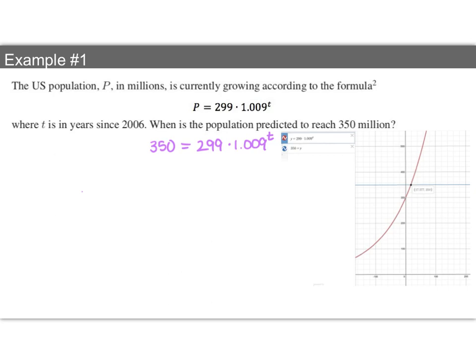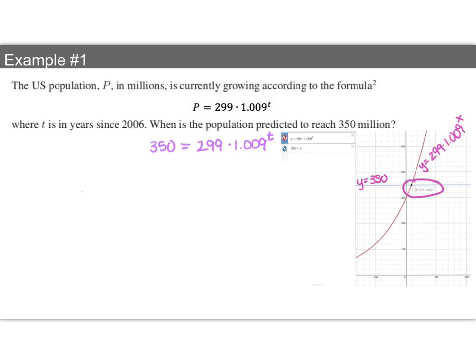Okay, so I did a quick graph of these in Desmos, and as we can see from our previous life, the way we would have found it is to put the y value we wanted in the equation y equals 350, and then we would have graphed our equation y equals 299 times 1.009 to the x, and then we would have looked for where they intersect, right? And so that tells us that we would reach a population of 350 million about 17 and a half years after 2006. So let's look at how we would do this algebraically.